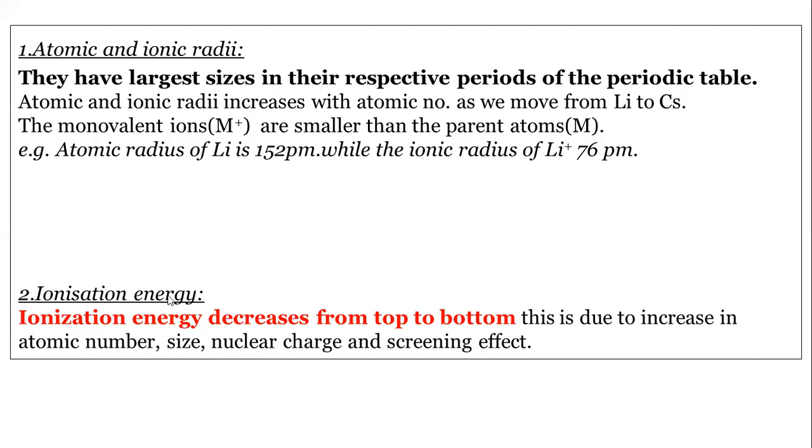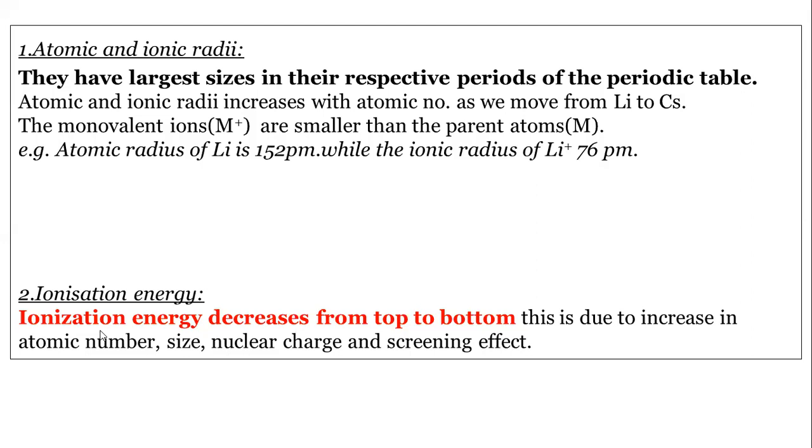Then I'm coming to the ionization energy. You know the definition of ionization energy: amount of energy required to remove the most loosely bound electron from the gaseous state. Always these ionization energy values are positive. We discussed these details in the chapter modern periodic table. So ionization energy is exactly opposite to the atomic and ionic size.